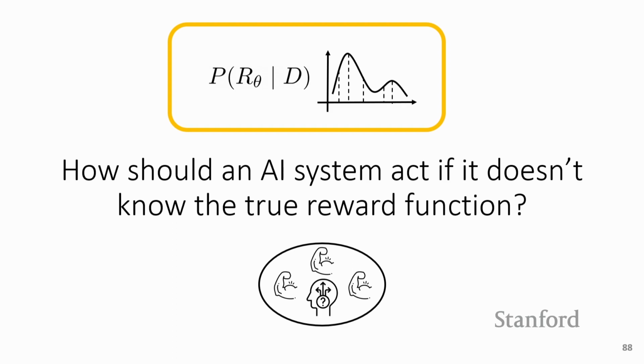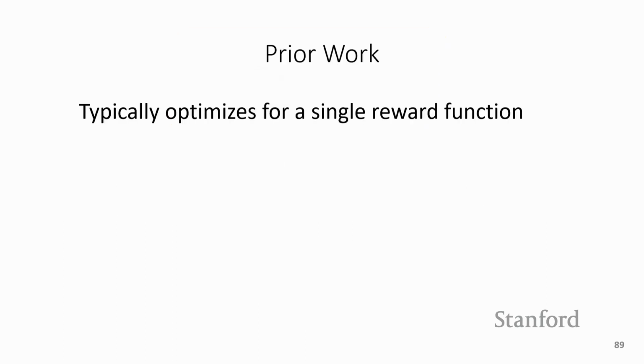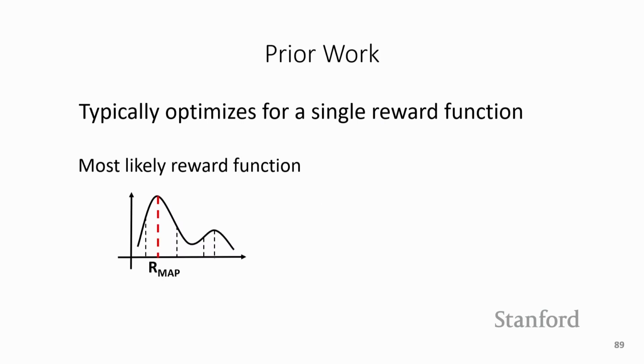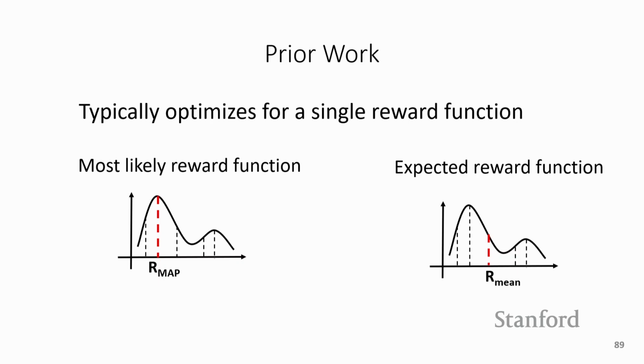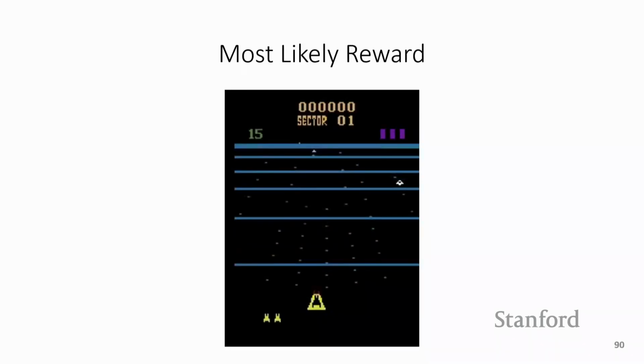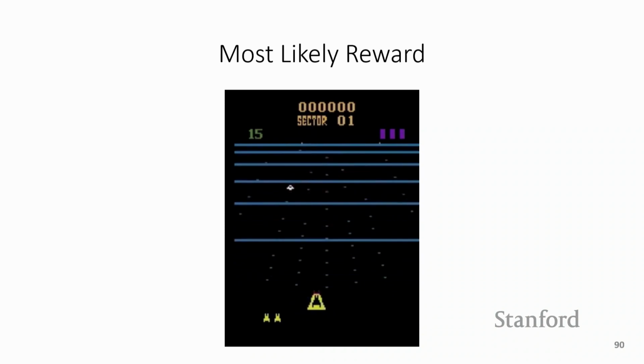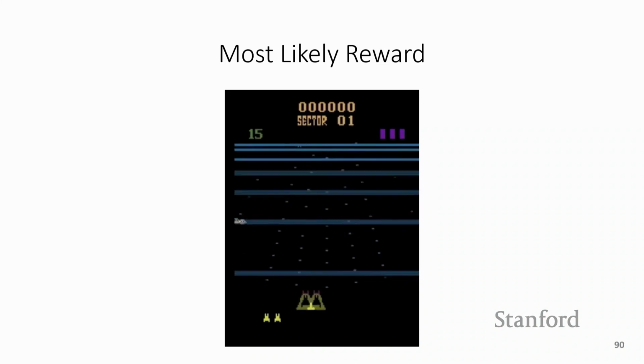Ideally, we want to have systems that are robust to this uncertainty. And so a lot of prior work typically would optimize for a single reward function. Maybe it would be the most likely reward function, or maybe the expected reward function under a distribution. And we've seen examples, right, where the most likely reward function just overfits to spurious correlations, which is not what we want. Similarly, I'd like to argue that we often don't want to just do well on expectation.